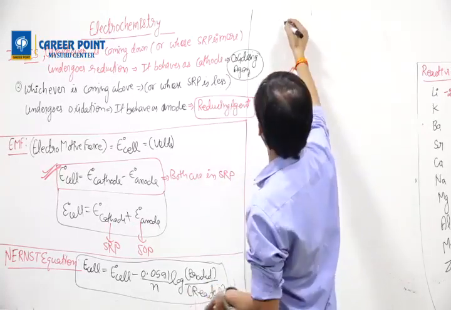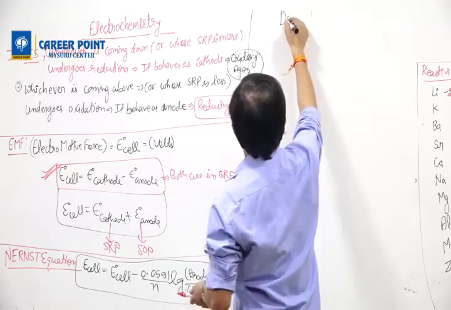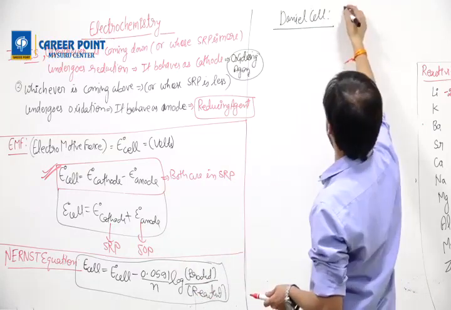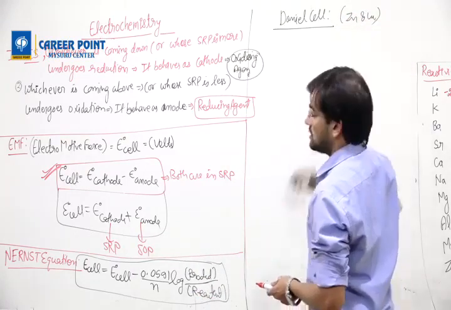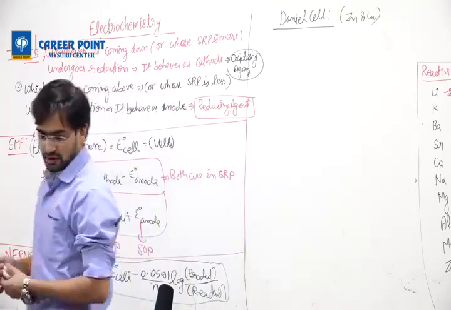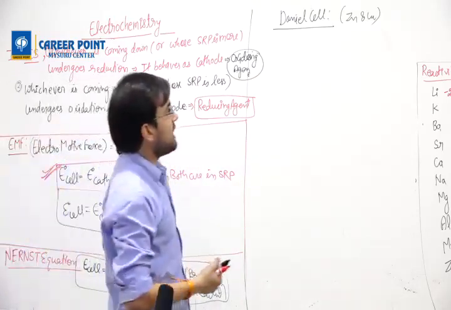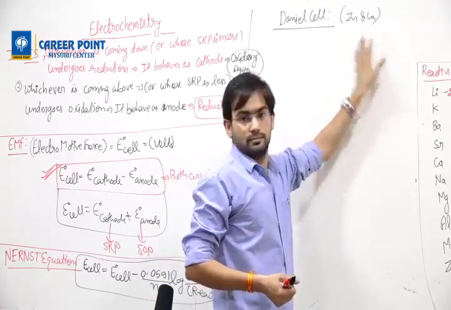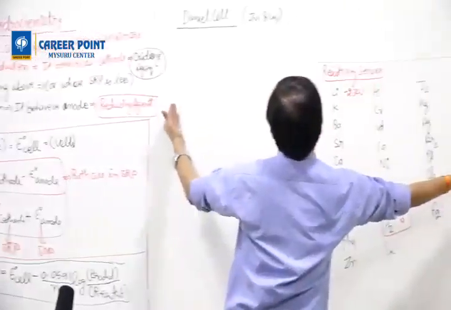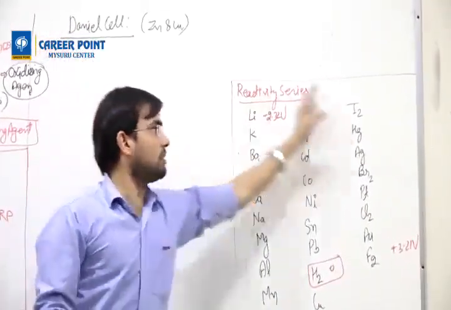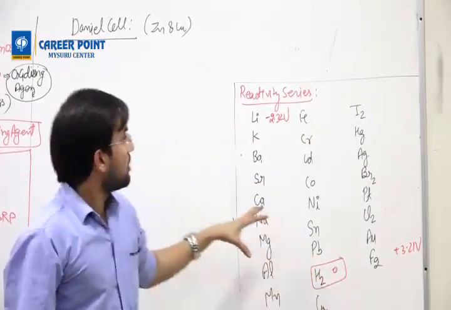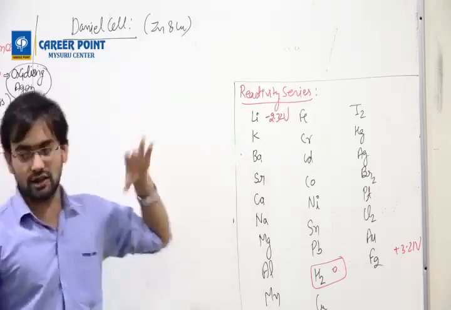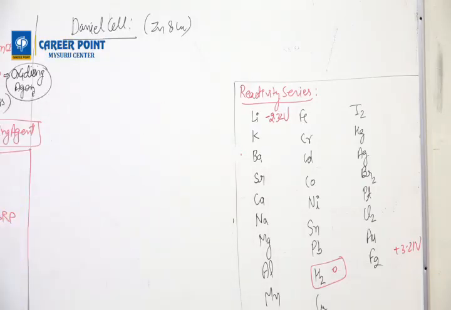Now, all the things I have told you, we are going to talk about a Daniell cell. The Daniell cell is made up of zinc and copper. Now you tell me, out of zinc and copper, by looking at this table, which will behave as cathode and which will behave as anode?